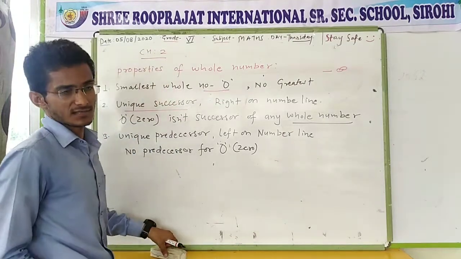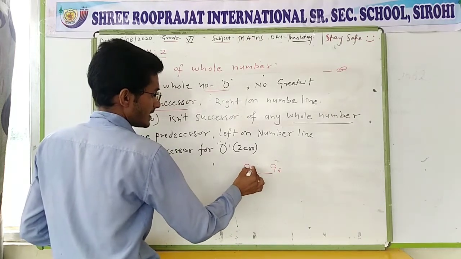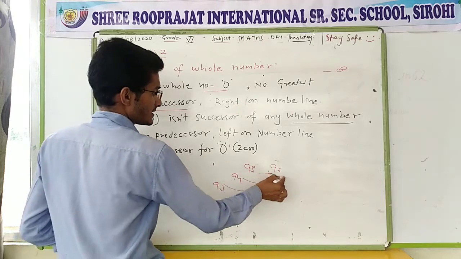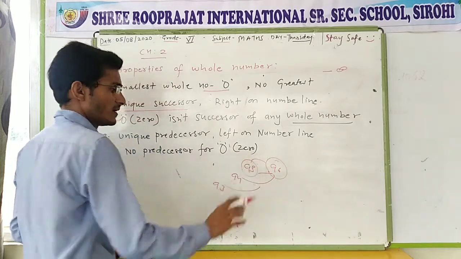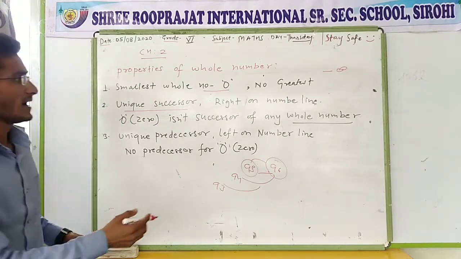No number can be a successor for two numbers. Like 96 is a successor of 95. It cannot be a successor for 94 or 93. It is a successor only and only for 95. That means it is a unique successor. And next one, a right on a number line.